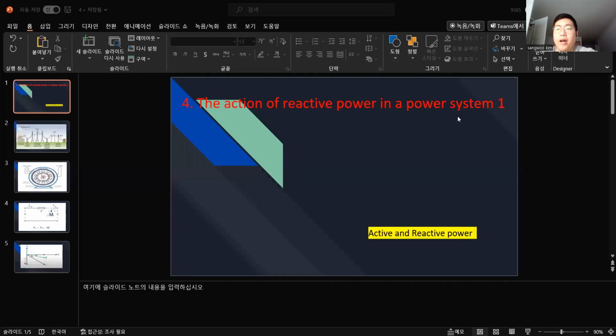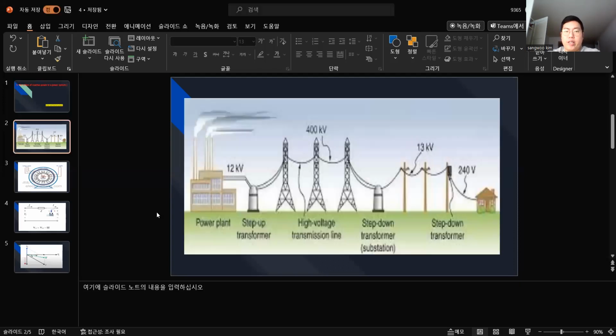Hey guys, today we will learn about the action of reactive power in a power system, how it works and what it does, in depth. So first of all, we need to see here.